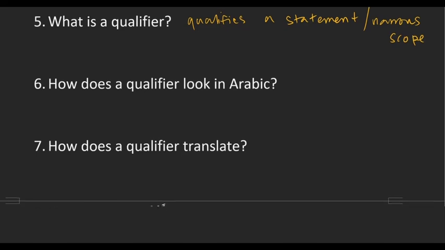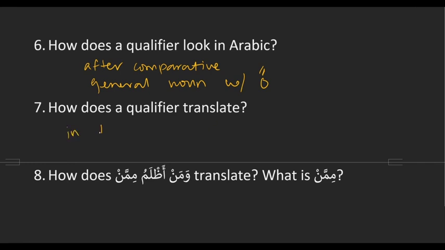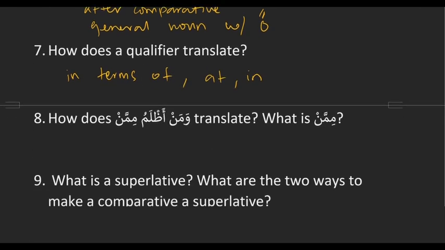Good. Okay, and then what does a qualifier look like in Arabic? It'll come after the comparative, and it'll be a noun with the N label on it. Right, it'll be a general noun. With an N label. Not any receiver label, specifically the N label. Okay, and then how does a qualifier translate? In terms of, at, or in. You can be flexible with the translation as long as it expresses a qualification, that you're qualifying the statement.